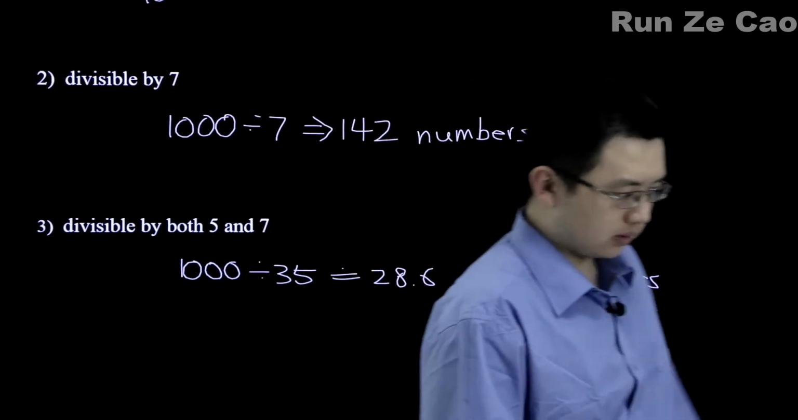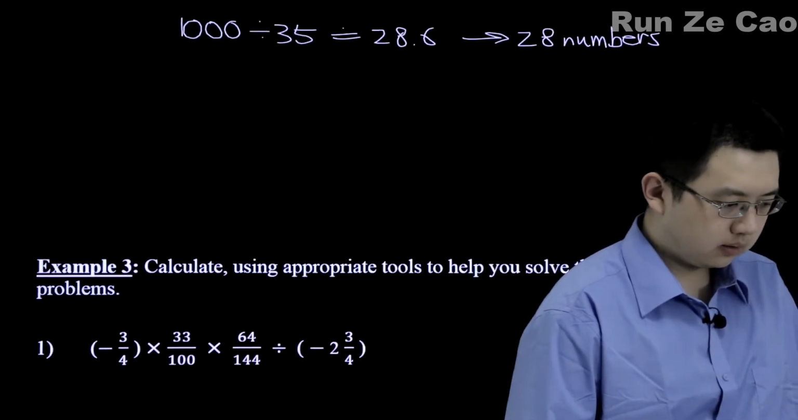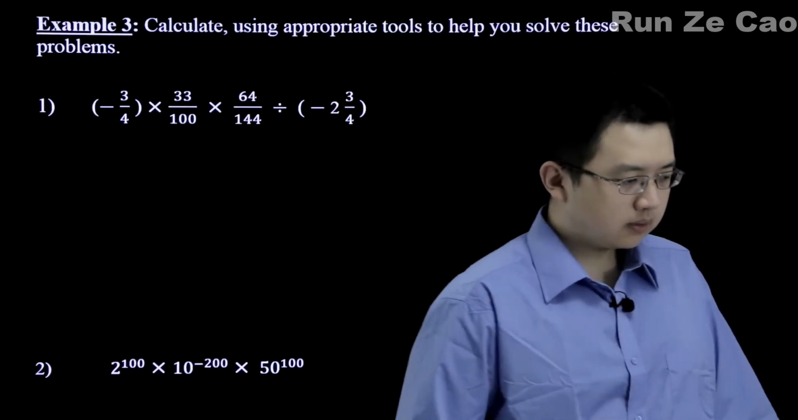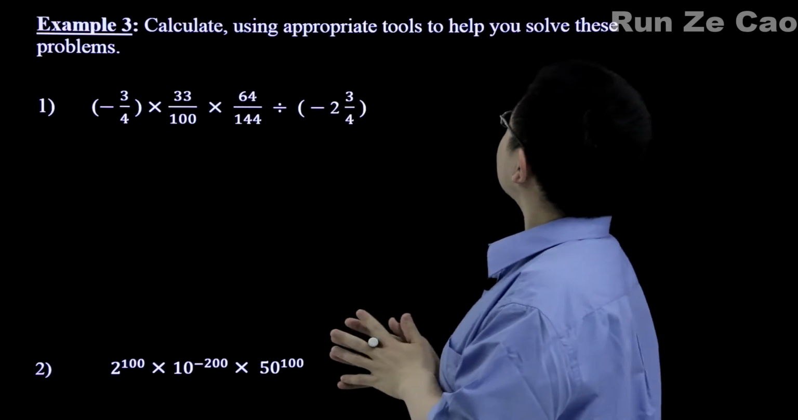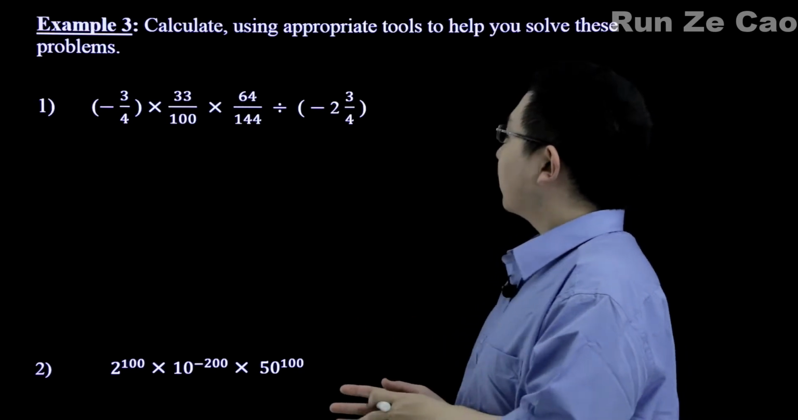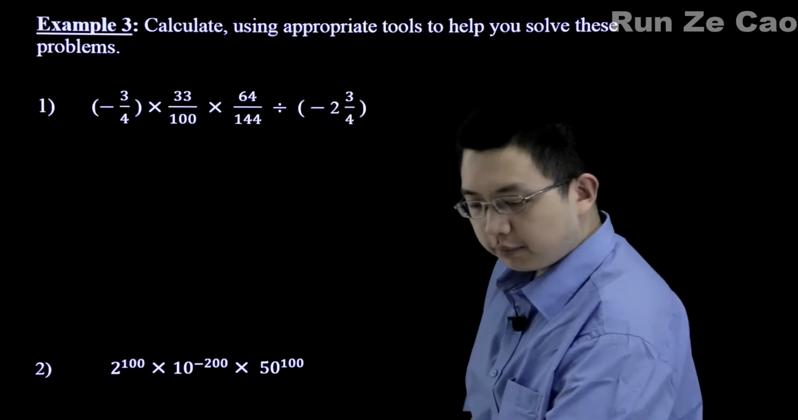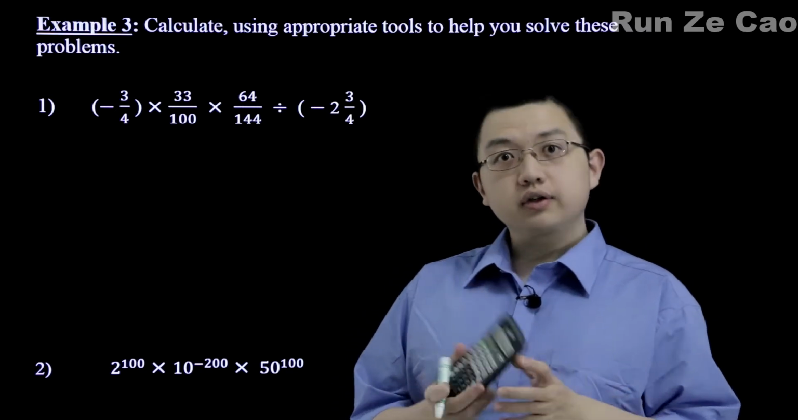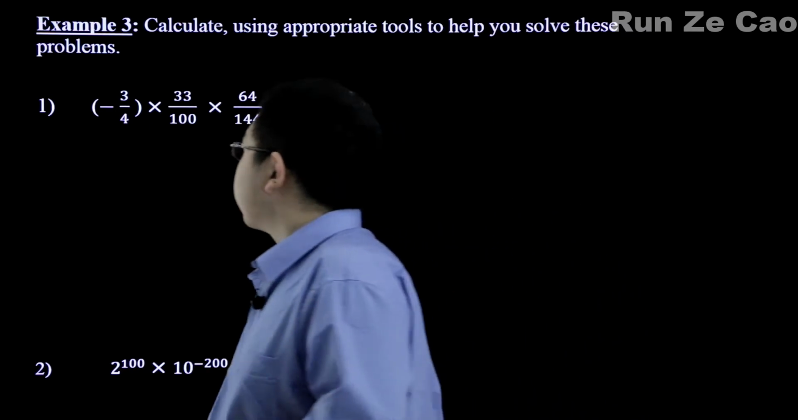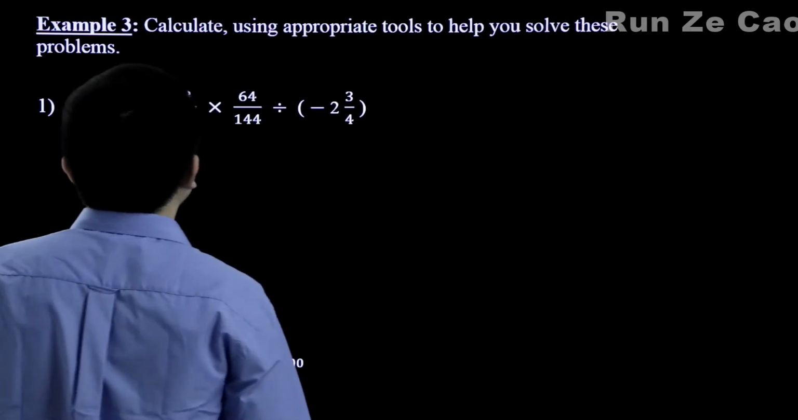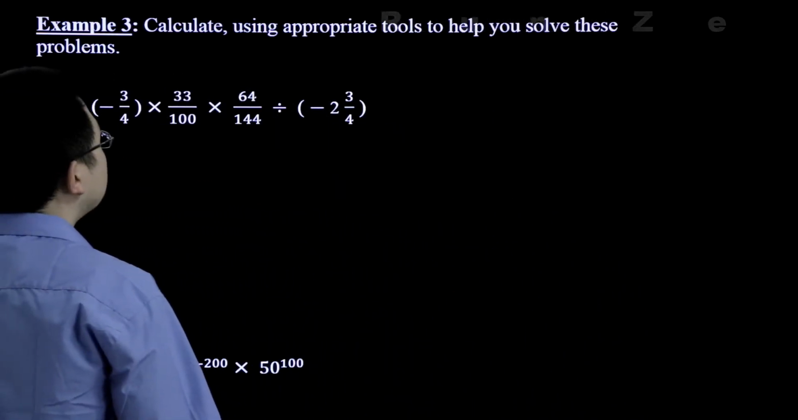So what next? Well, example 3. Yeah, I know, predictable. But we're supposed to calculate using appropriate tools to help us solve these problems. So these appropriate tools could be calculators, or it could just be our brains. So let's calculate. All right, -3/4 times 33 over 100.